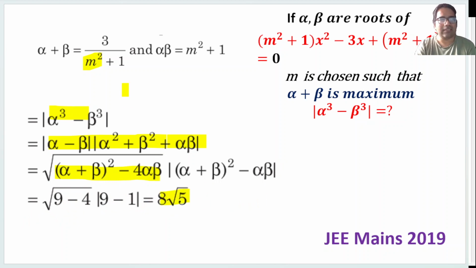It's a simple problem. We just need to not be worried about the big complex expression and just focus on the basics: the sum of the roots is 3 by m square plus 1. It will be maximum when m square is minimum, that is 0. Right, guys? Thank you.